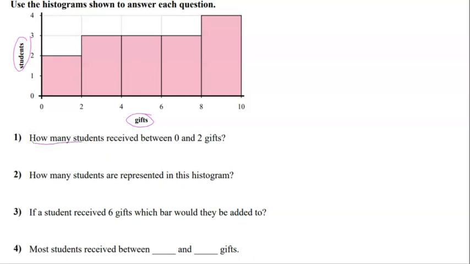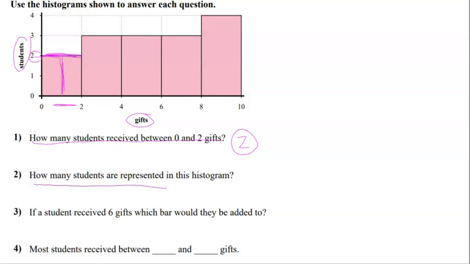So how many students received between 0 and 2 gifts? So we go to between 0 and 2, and we look at our bar graph, and we go up to 2. We can see that the line is at 2, and we're between 0 and 2. So 2 students received between 0 and 2 gifts. We don't know if they received 0 gifts, if they received 2 gifts, if they received 1 gift, but we do know 2 students received between 0 and 2 gifts.